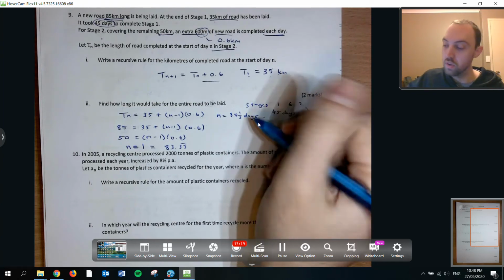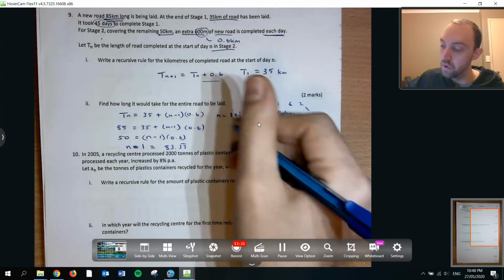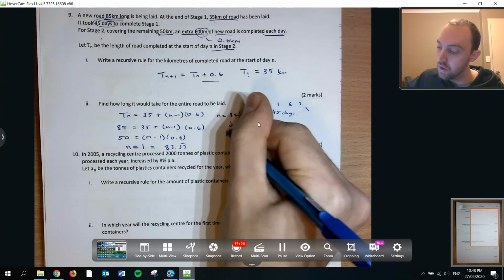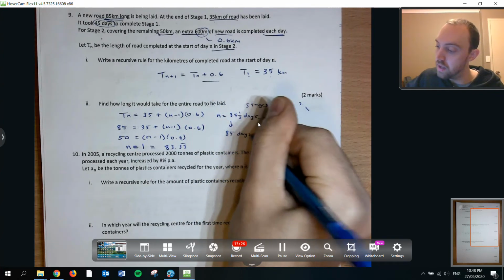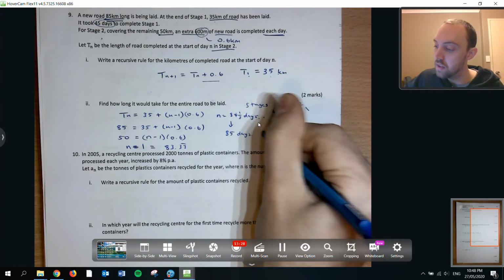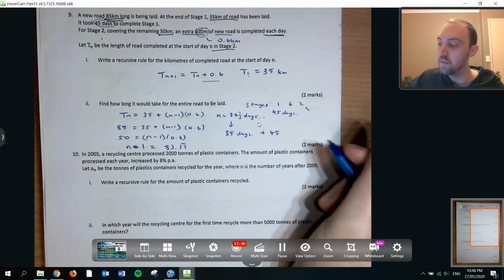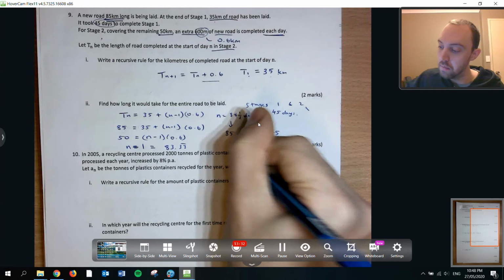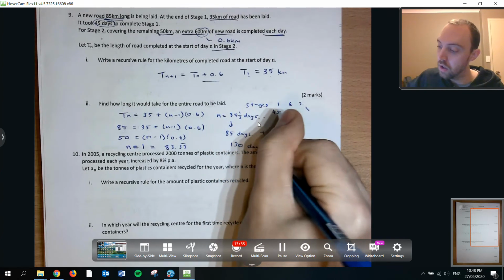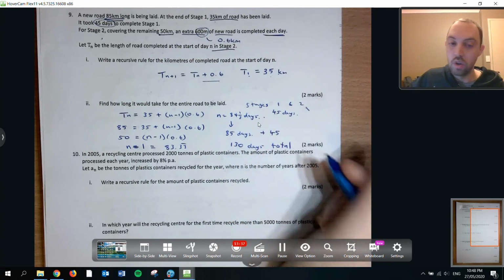Because it's going to take a bit more than 84 days, I would suggest we round to 85 days. 85 days for stage 2 plus the 45 days for stage 1, and we get 130 days total.